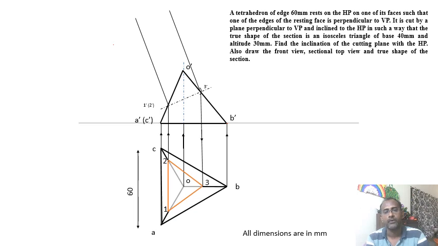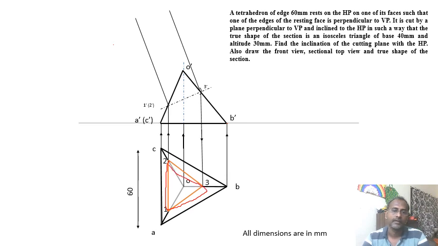We got the same point in the front view, and then using your compass, by taking the measurement of 30 mm, which is the altitude of the isosceles triangle, we made a cut on the slant edge O dash B dash. After getting this point 3 dash, we made a projector downwards to trace the same point 3 dash in the top view, which is 3. Now you have the sectional top view, which is this. Now we got the sectional top view.